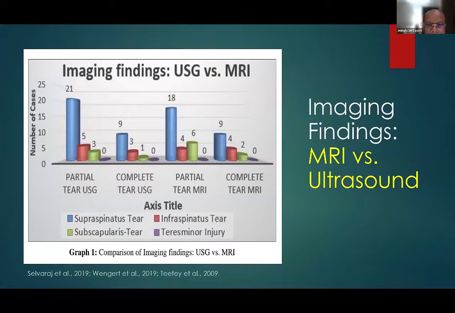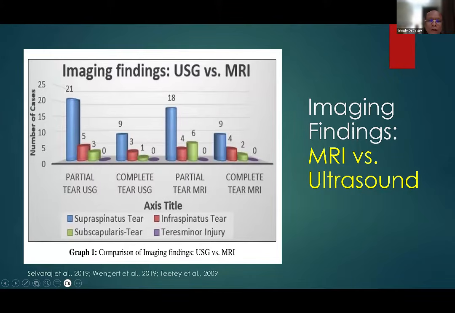Now, of course, we usually say MRI is better than ultrasound, but in this study published by different researchers, you will notice here, for partial tear, ultrasound and MRI, look at that. This one is 21 for ultrasound, 18 for MRI. You can see the superiority of ultrasound here as compared to MRI. And for complete tears, you can see that they are almost the same. It's almost 9 here for complete tear on MRI and complete tear on ultrasound images.